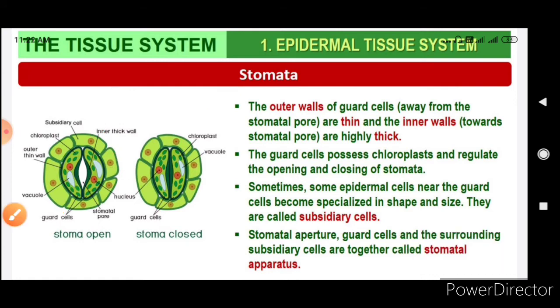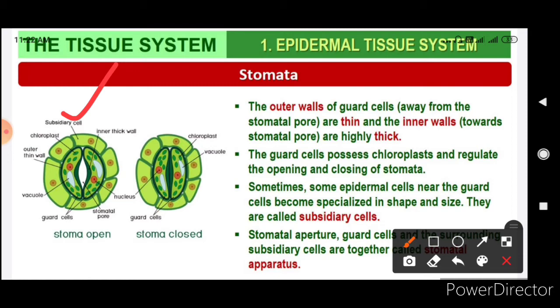See here, you can see this is the stomatal opening when it is in open position, and this is the closed stomata.